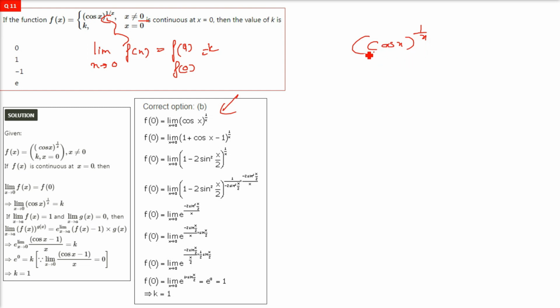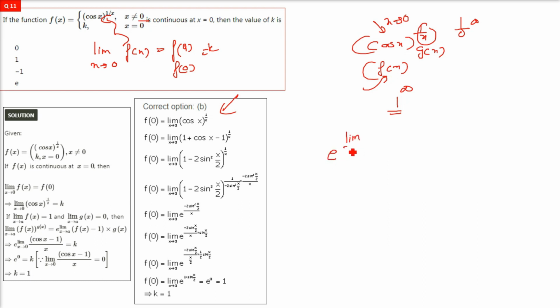So when we apply the limit, one method is to take the log. The second method is to take the direct identity, direct relation. So cos x is f(x) and g(x) is 1 by x. So cos x, when you apply x is 0, it is tending to 1. g(x), 1 by x, it is tending to infinity. So when you have the 1 raised to infinity form, then we have e to the power.